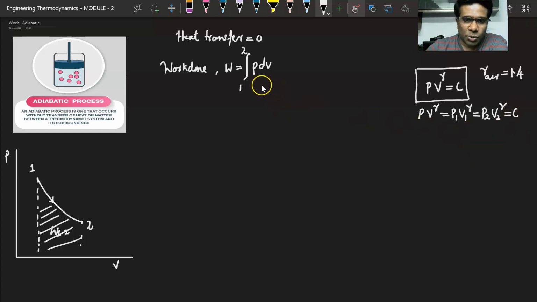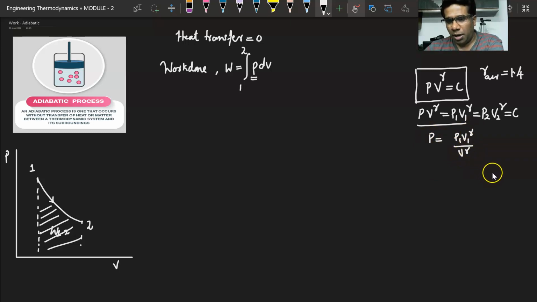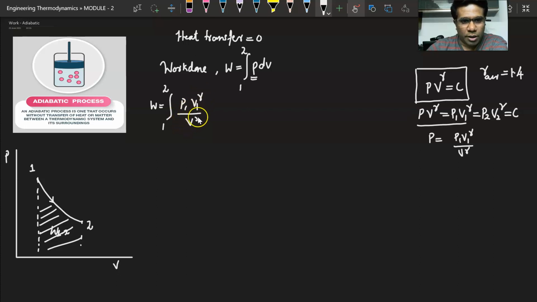Now, same like the isothermal process, I am having a problem with P as the pressure is not going to be constant. Therefore, I am taking this equation, that is PV raised to gamma equal to P1 V1 raised to gamma, and therefore P is equal to P1 V1 raised to gamma by V raised to gamma. So I am substituting it here. W is equal to integral 1 to 2, instead of P, I am giving P1 V1 raised to gamma by V raised to gamma into dV.